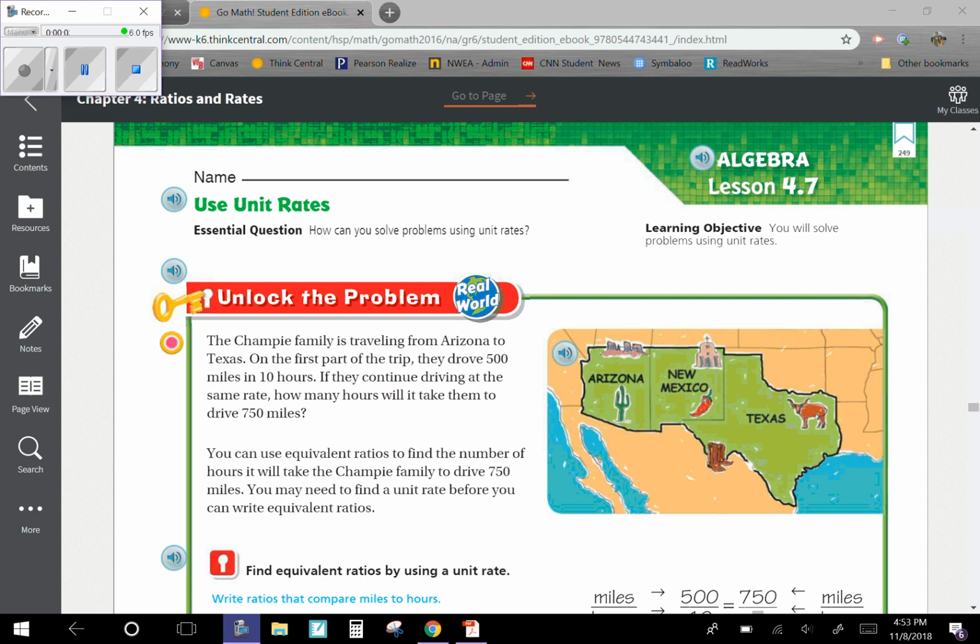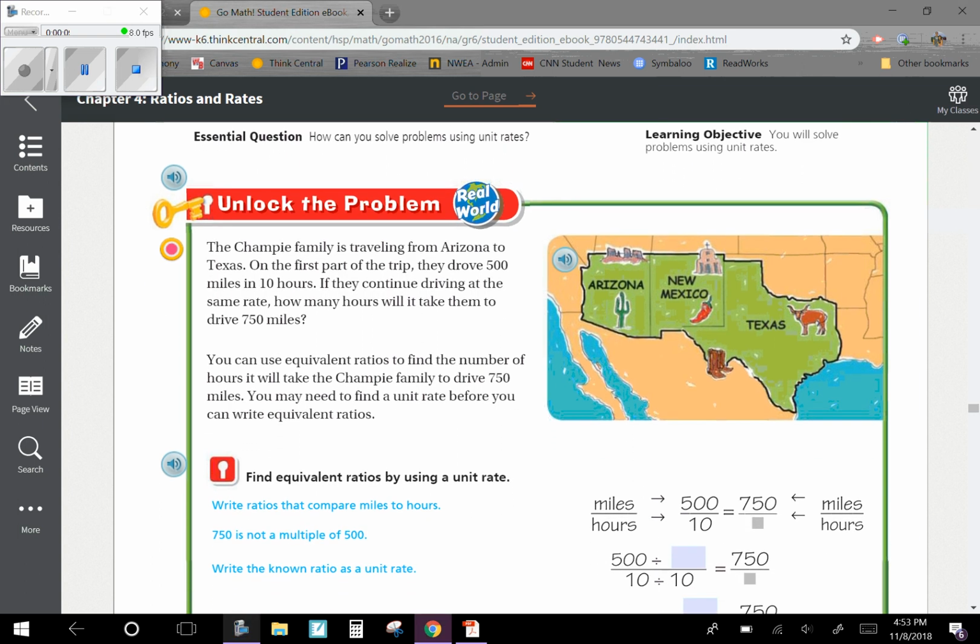Chapter 4, Lesson 7, Use Unit Rates. Our objective is you will solve problems using unit rates.